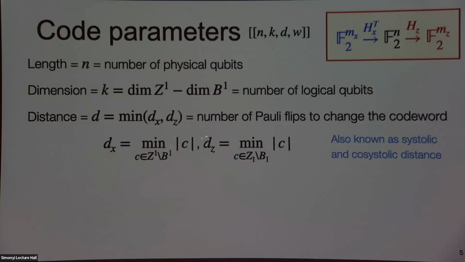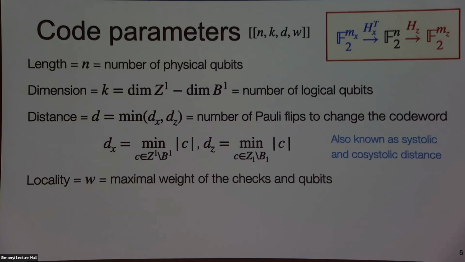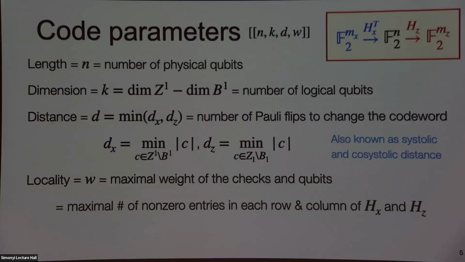Okay, we can do the same definition for D. And for some of you, this definition is also known as the systolic and co-systolic distance. So really many quantum questions can be rephrased in just purely classical terms. Okay, and then we have the W, which is the maximum weight among the checks and the qubits. So in other words, it's like the number of non-zero entries for each row and column inside your parity-check matrix.